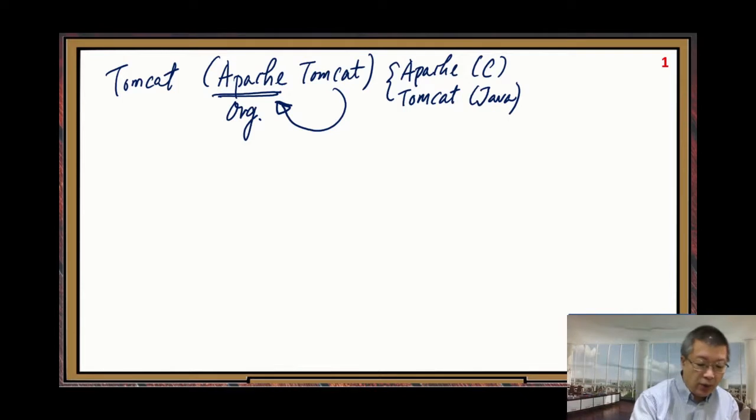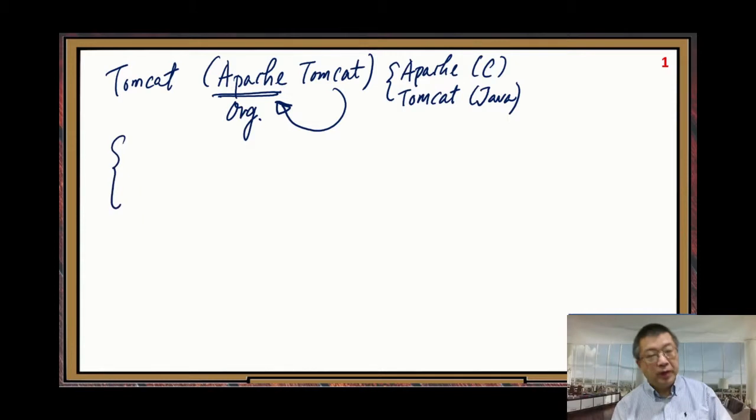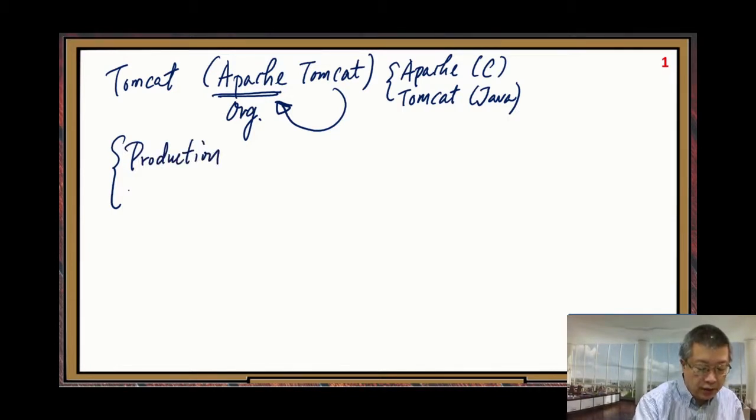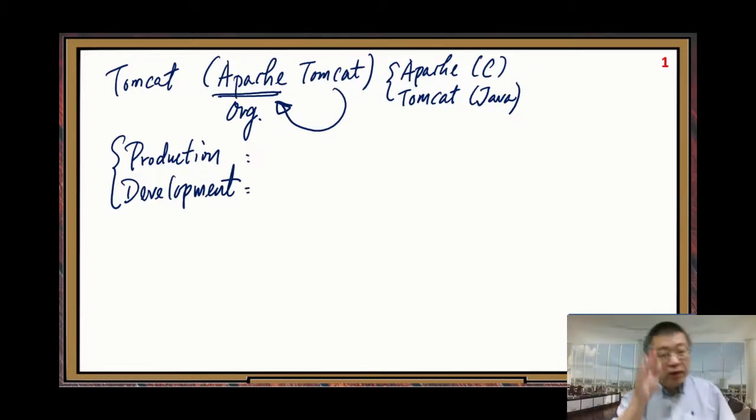Second, I want to talk about two types of servers. I mentioned that a little bit last Thursday, but here I'd like to give you a little more information. First, we have the production server. Second, the development server. When we use the Tomcat server, we may use two different ways: the production way and the development way.